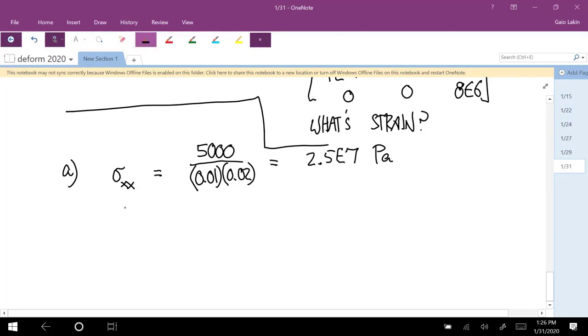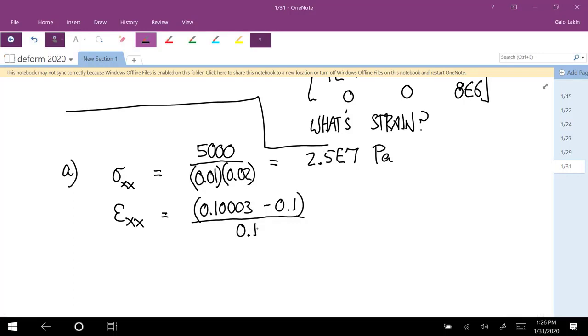And then we'll measure the strain along the x-axis, the normal strain. And that is the deformed length of 0.1, 1, 2, 3 zeros, and a 3, minus 0.1, divided by 0.1, and you get 3.0 times 10 to the minus 4, and that's unitless.